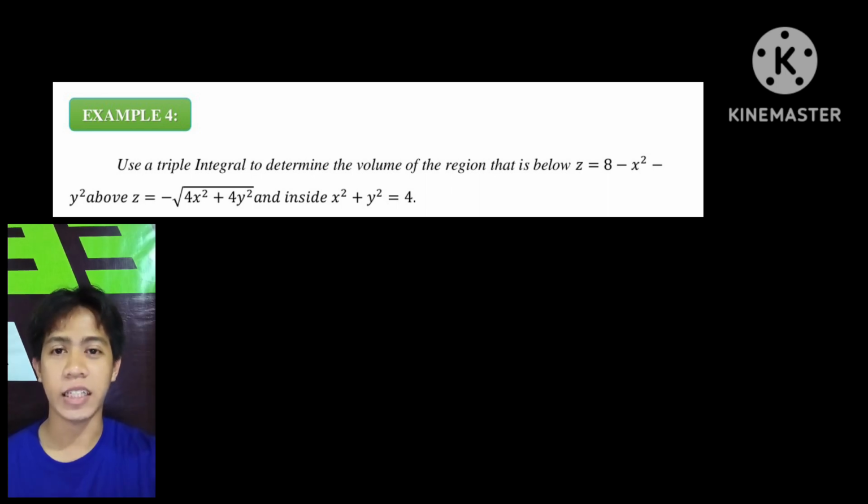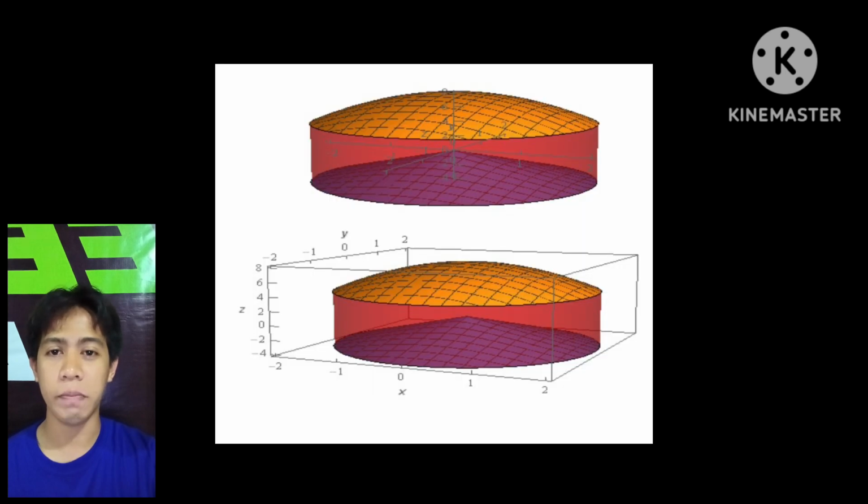For our fourth example, we're going to use a triple integral to determine the volume of the region that is below z = 8 - x² - y², above z = -√(4x² + 4y²), and inside x² + y² = 4. Let's begin with a brief outline of the area for which we need the volume. This will help us understand what we're working with. We'll refer to this area as E.